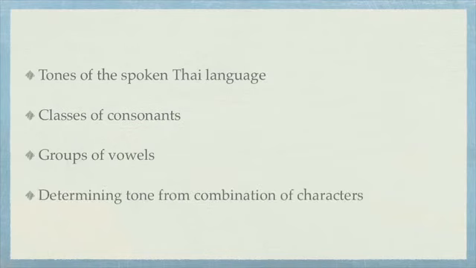So remember when we said there's just 4 things we want you to remember? Let's make sure you got it. What are the tones of the spoken Thai language? They are mid, high, low, rising, and falling. What are the 3 classes of consonants? That's right, high, middle, and low. What are the 2 groups of vowels? Yep, short and long. And how do we determine the tone of a syllable? Yes, by using the consonant class and vowel grouping against a set of rules.